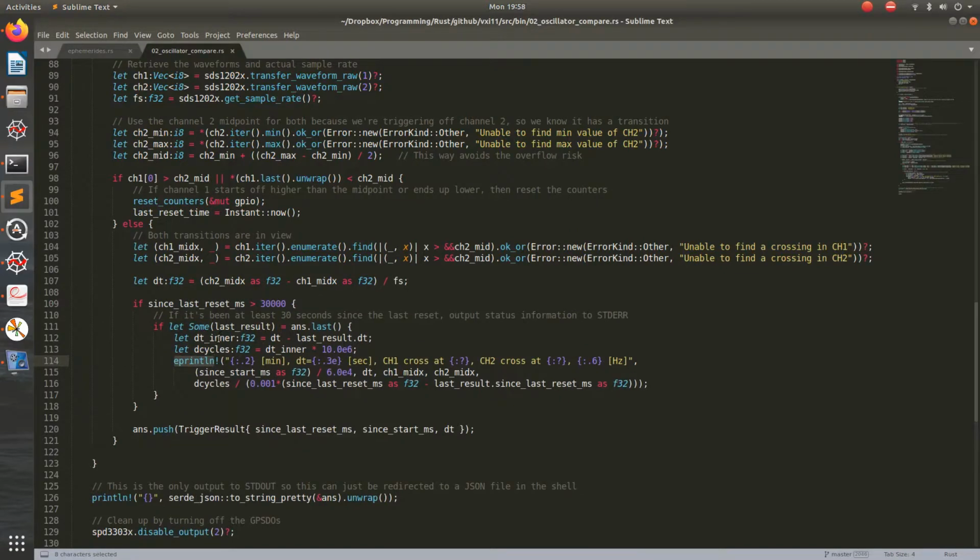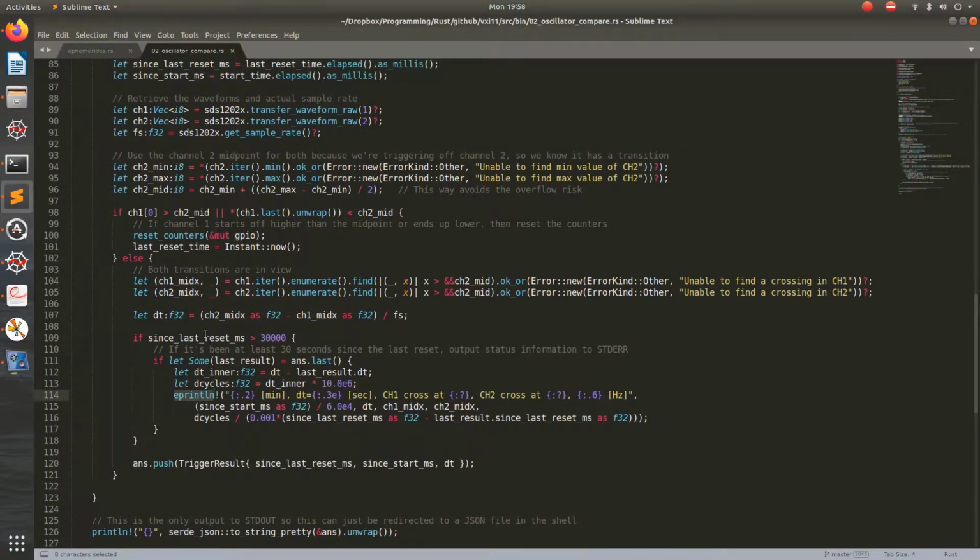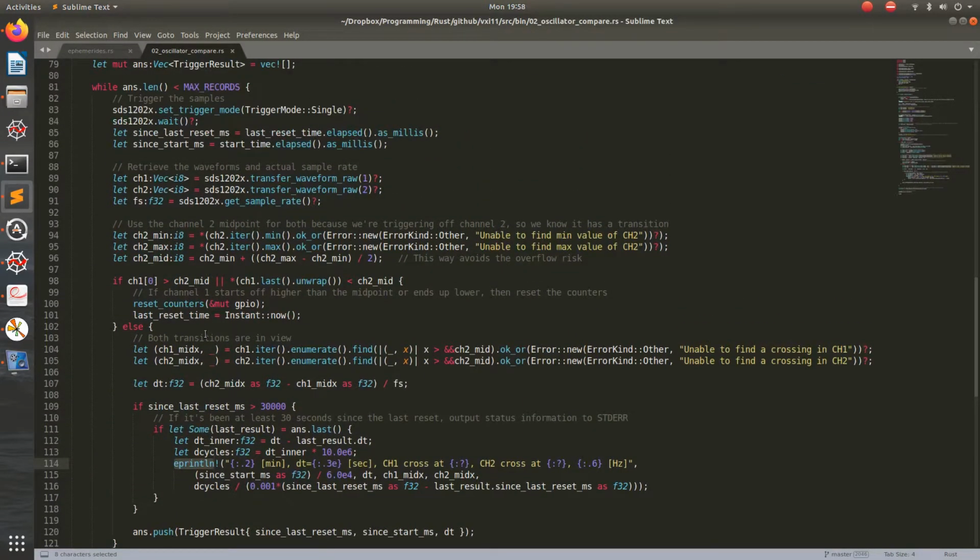But that's it. It's a pretty cool example of how you can automate something that would otherwise be pretty tedious, and it's all memory safe and lightweight.